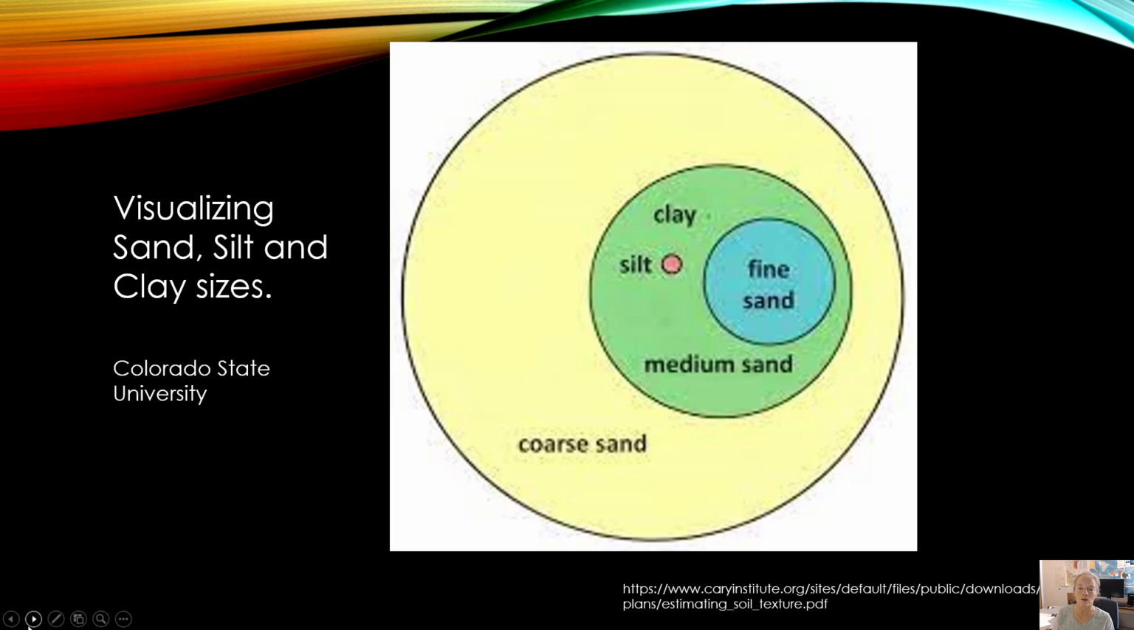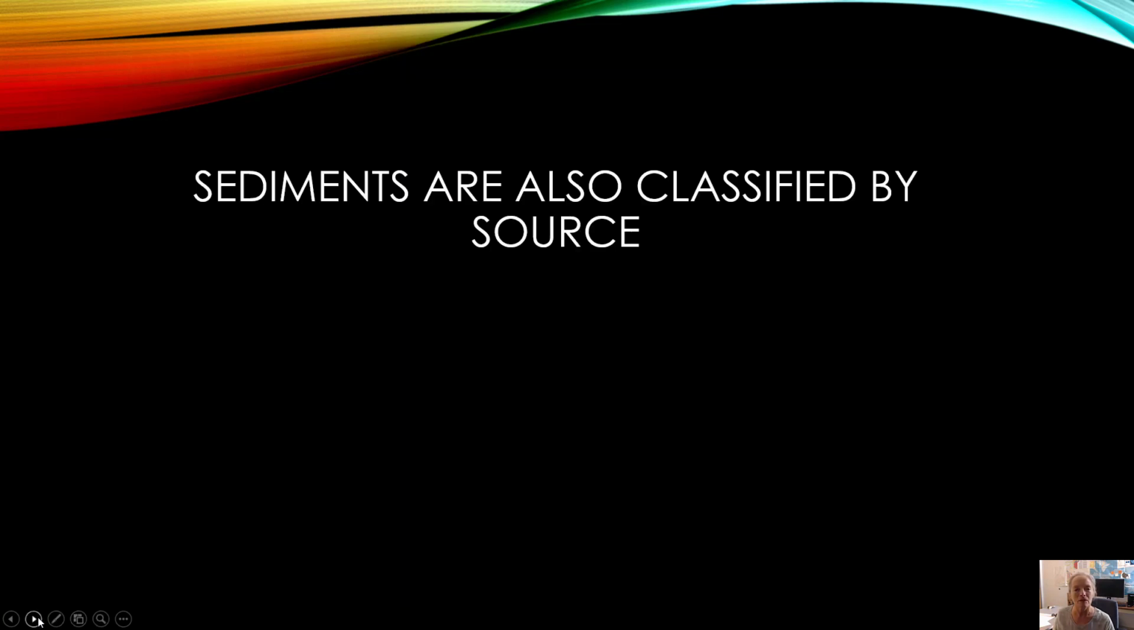This is just to help you visualize, right? If you had a big fat piece of sand, the biggest piece of sand you could have, 2 millimeters, it would be this big yellow round thing. And then medium sand would be this green circle. Fine sand that's only like a 1/16 of a millimeter would be this little blue one. Silt is much smaller than that. And clay, you can't really see it, but there's a little tiny dot right there. Just to help you visualize. Okay, so that's how to classify sediments by size.